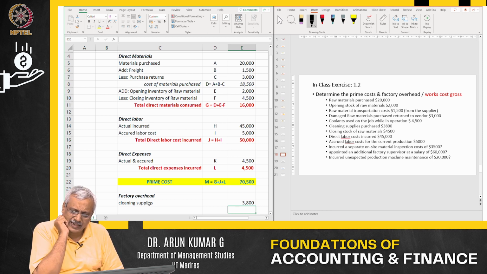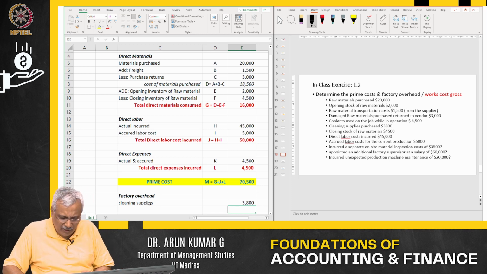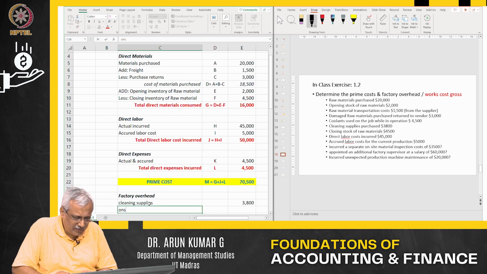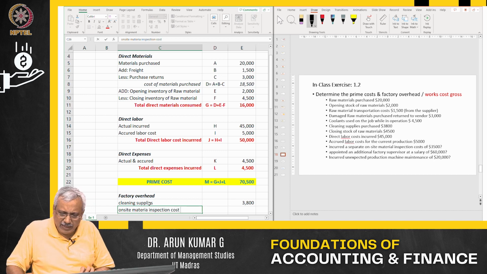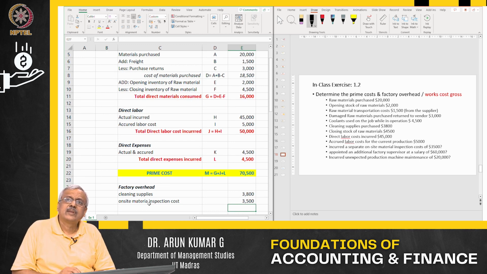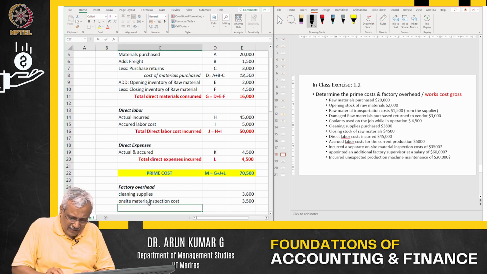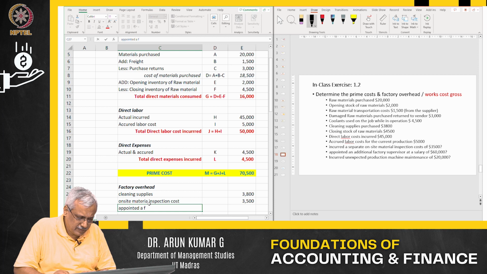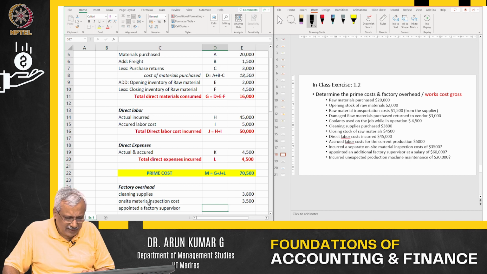Then closing stock of raw material, direct cost incurred, accrued labor cost is fine. Incurred a separate on-site material inspection cost out there. Yes, part of my overhead, material inspection cost, on-site material inspection cost. How much have I incurred? In this particular case, 3,500, yes. Appointed a factory supervisor, yes. How much is the amount? 60,000 is the amount out there, yes.